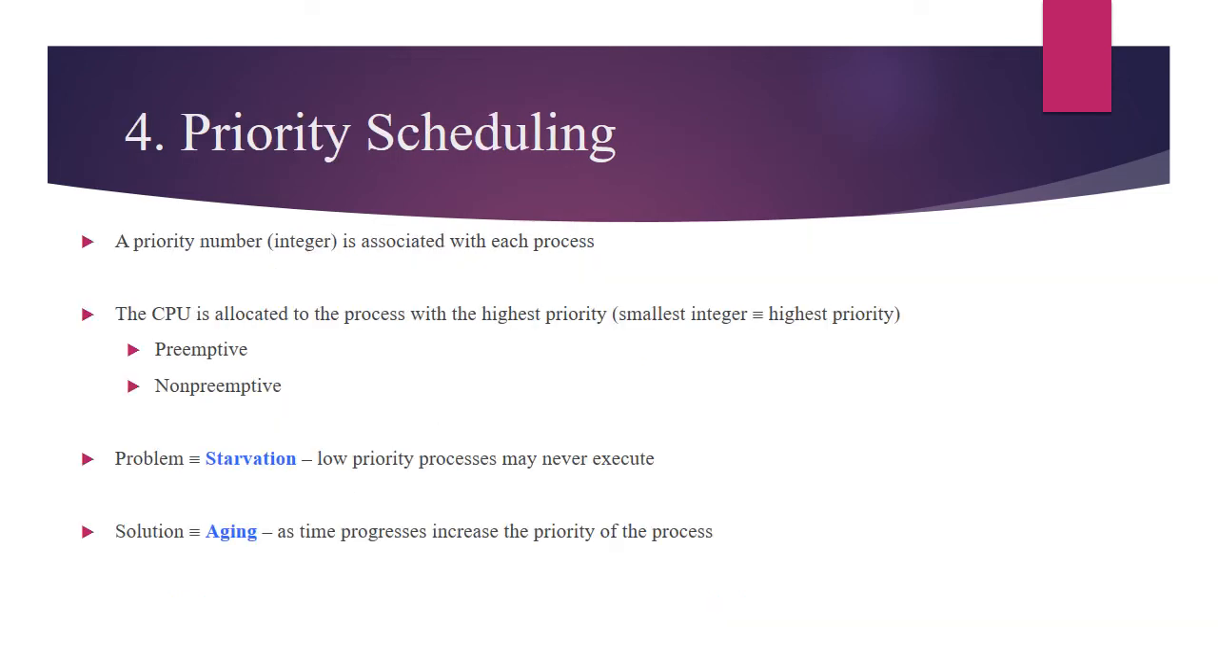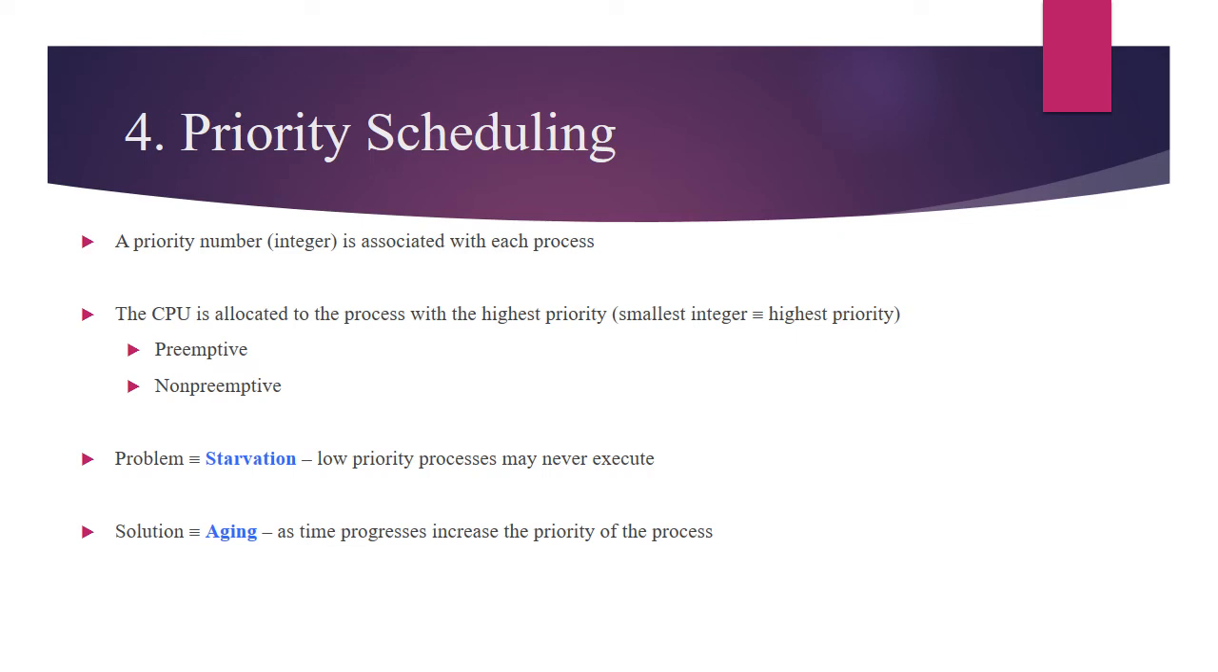Then it is priority scheduling. In this algorithm, a priority number, which is an integer, is associated with each process. The CPU is allocated to the process with the highest priority, and the smallest integer means highest priority. It means if we have integer 1 and integer 2, the highest priority is for integer 1.